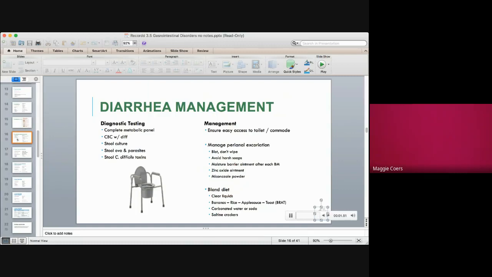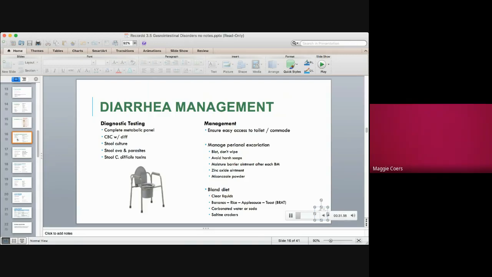So management of diarrhea. Diagnostic testing is usually done. So we need to get a complete metabolic panel or a CMP. One of the issues with diarrhea is water loss, as we talked about, because water is absorbed in the colon, and the loss of potassium and bicarb as well. So we can end up with some significant hypokalemia, metabolic acidosis from diarrhea. So we really need to get those lab values to make sure and prevent those problems.